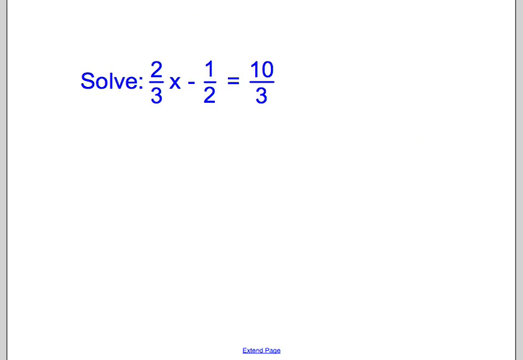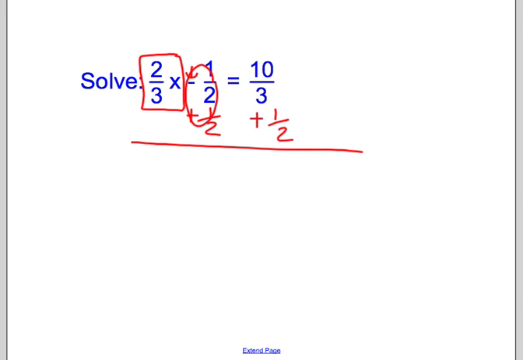Now, the fraction makes it look a little more complicated, but it's still the same process. We want to isolate the term with x. So we want to get that part by itself. So our first step is to add or subtract, depending on what we have. We have a minus sign, so I'm going to add 1/2. Negative 1/2 plus 1/2 gives us 0. This all goes to 0.